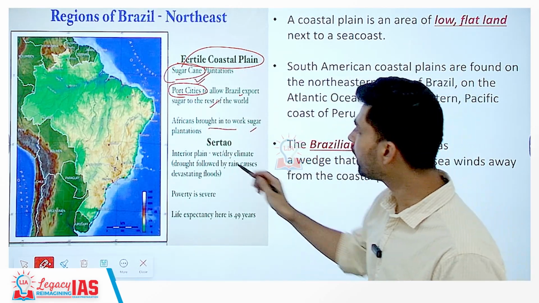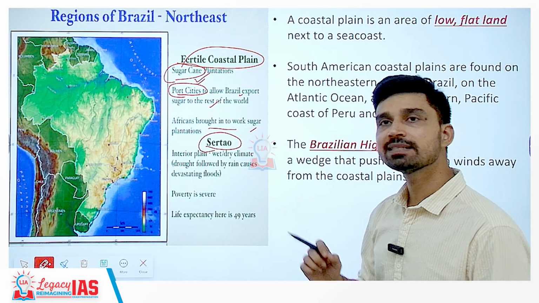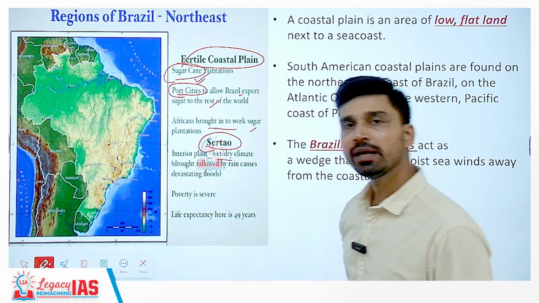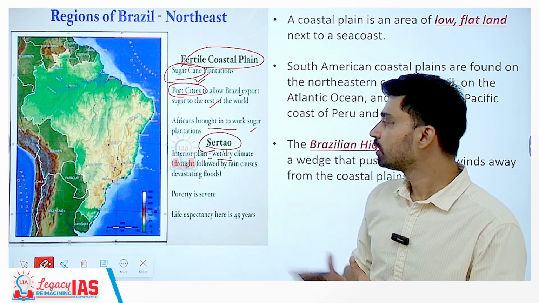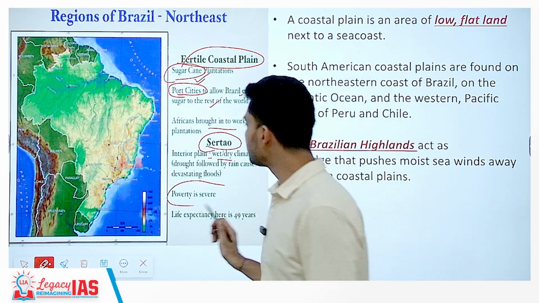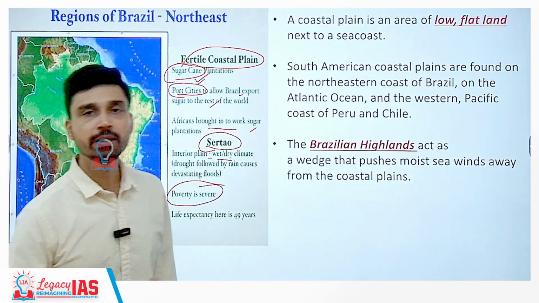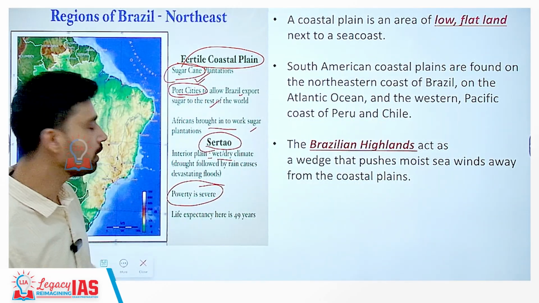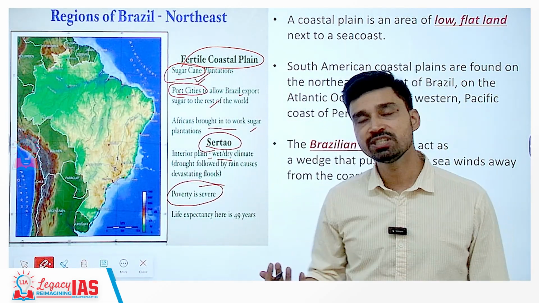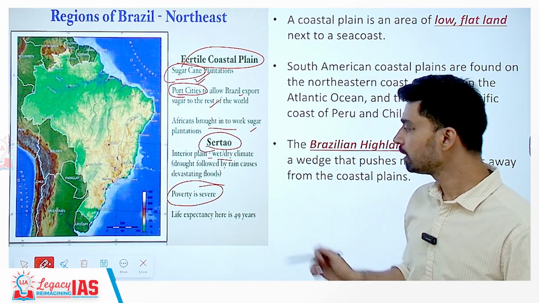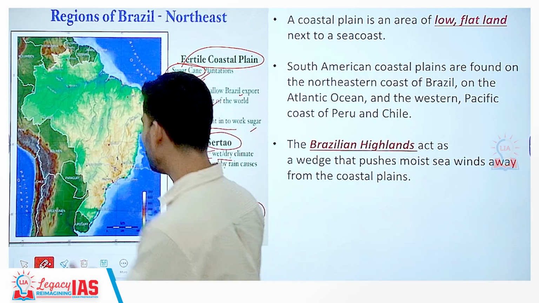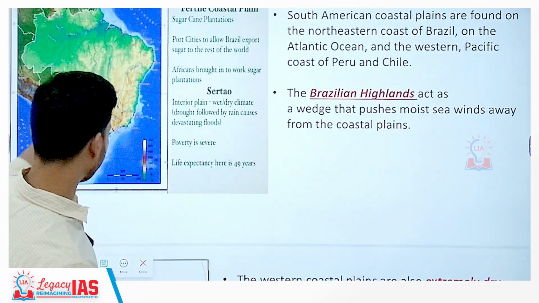On the other hand, if you look at the interior plain, which is referred to as Sertão, it has a wet or dry climate, and that is why it keeps suffering from problems such as drought followed by heavy, devastating floods. That is why in the Sertão plains of South America, poverty is very severe, and due to poverty, the prevalence of diseases and the natural disasters in these areas, life expectancy is very low. It is only 49 years. So these are the two kinds of plain that you will find in South America.